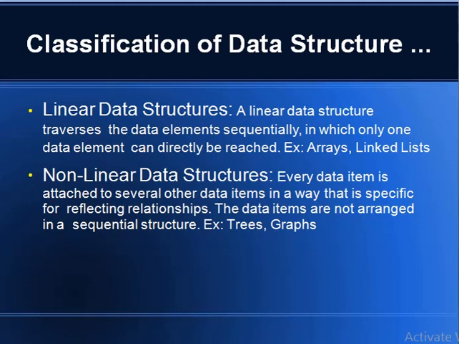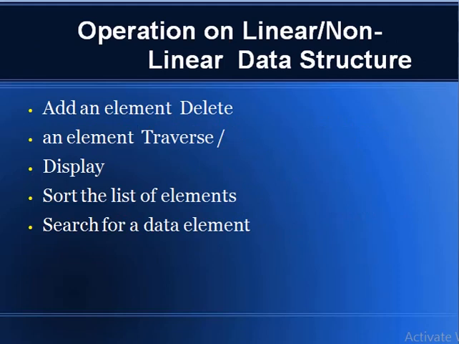Whereas in a non-linear data structure, every data item or every data element is attached to several other data items in a way that is specific for reflecting the relationship, in which the data items are not arranged in a sequential structure. That's why it is called a non-linear data structure. For example, we can assume tree as well as graph belong to non-linear data structures.